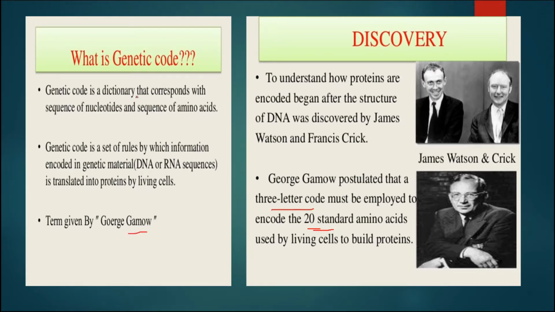And actually the genetic code is a dictionary that corresponds the sequence of nucleotides in the RNA with the sequence of amino acids in protein. Now the genetic code is a set of rules by which information encoded in genetic material, that is the sequence of RNA or DNA, is translated into protein by the living cells. So after the discovery of the DNA structure, the genetic code came into existence.